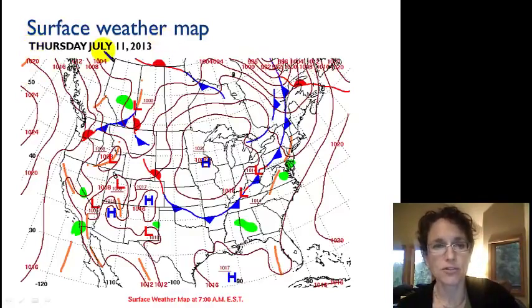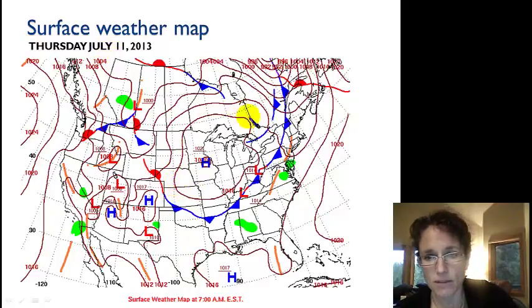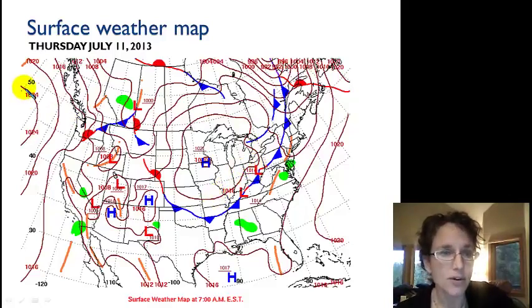Okay, so let's look at a real surface weather map. This is from Thursday, July 11th, and what we see are these dark maroon or red lines giving us our isobars. Those are the lines connecting equal pressure, and this is in millibars. So we go from 1024, there's a 4 millibar interval between lines. We go from 1024 down to some lows here. We go up to a couple of highs.